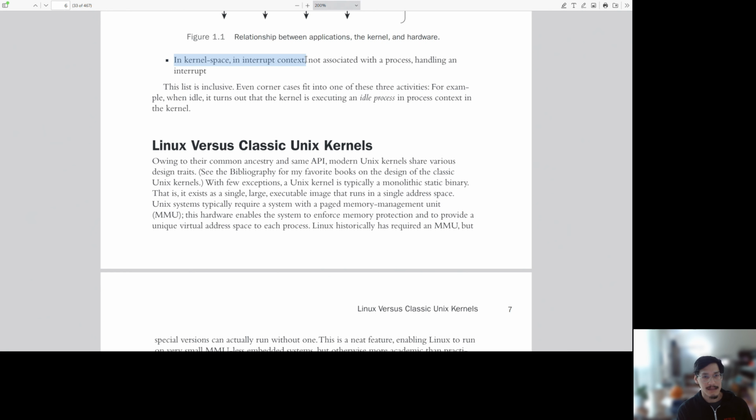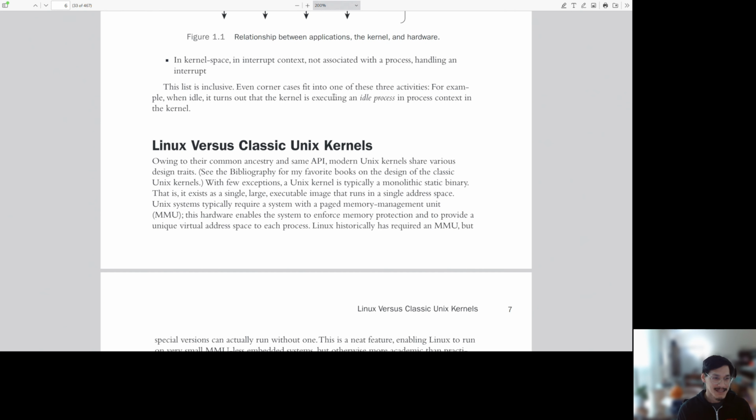This list is inclusive, and even corner cases fit into one of these three activities. For example, when your computer is idle, it turns out that the kernel is executing an idle process in the process context in the kernel. So there is a special process that idles, and that's the idle process. It's considered to be a process.